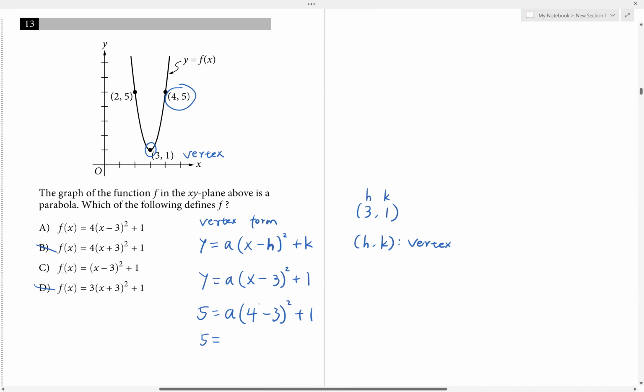Right, which will be 5 equals a times 4 minus 3 squared, plus 1. 4 minus 3 is 1, 1 squared is still 1. So this will just be a plus 1. And to solve for a, we do minus 1 on both sides. a equals 4. Okay, a equals 4.